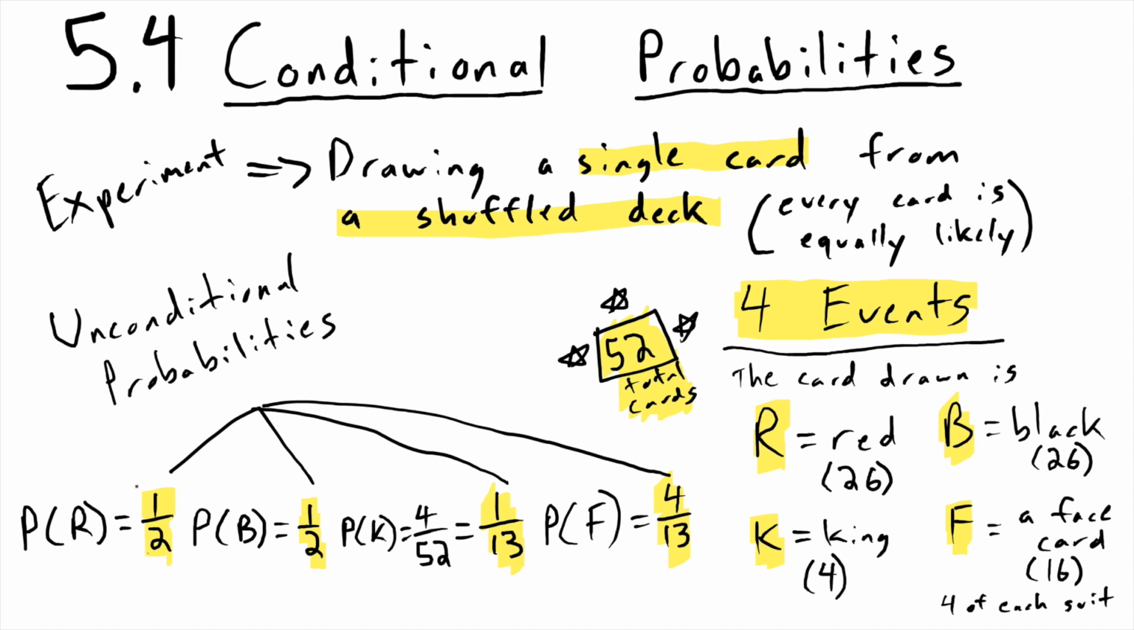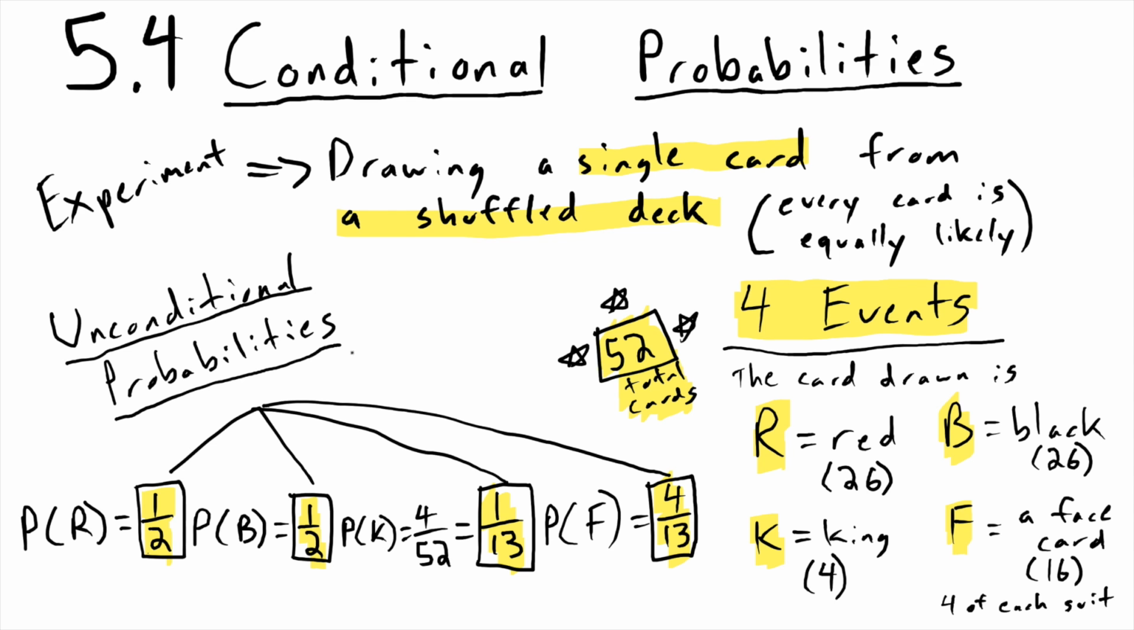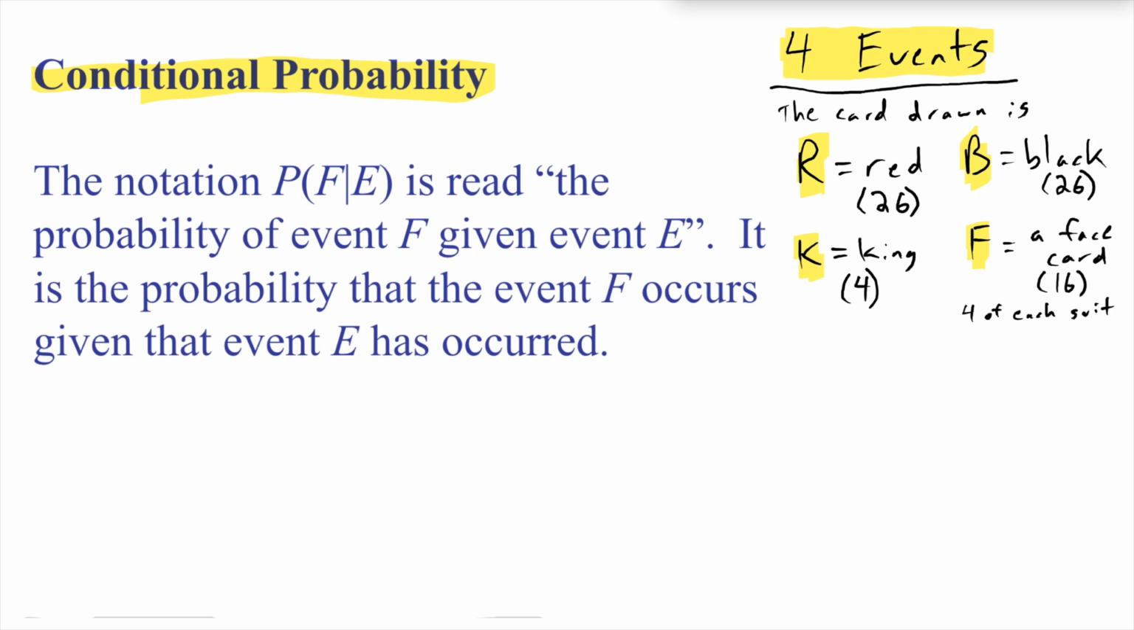These 4 probabilities are known as unconditional probabilities. We've found probabilities like this before, but we haven't called them this name. So let's look at what conditional probabilities are. First of all, notice the notation here. When we talk about conditional probabilities, we are going to use a straight line. When we see that, we read it as the probability of event F given event E. That means it's the probability that F occurs given some information, given that we know E occurs.